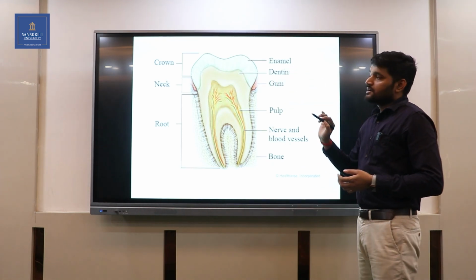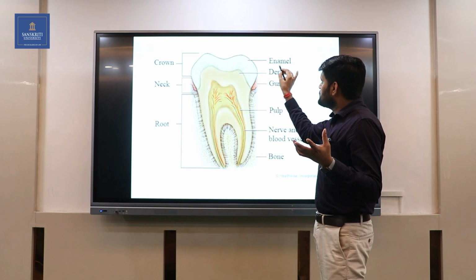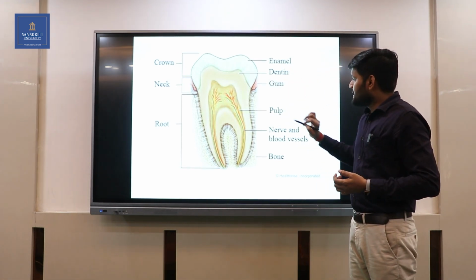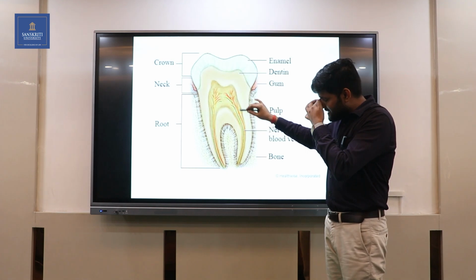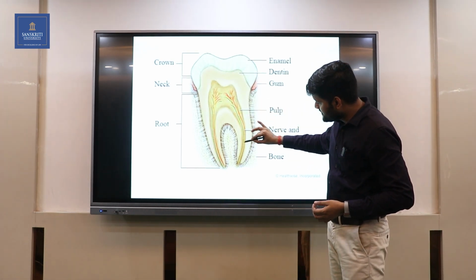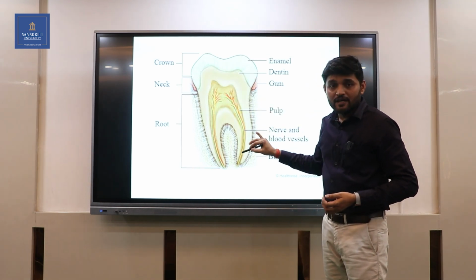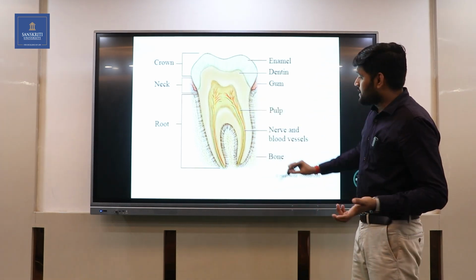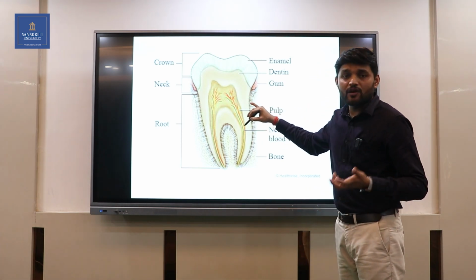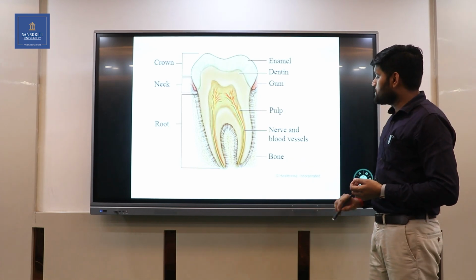In the crown, what are the components? Enamel, dentin, gum, and the pulp. Pulp basically has the nerves and the arteries. Here you can see reddish and greenish color. Basically these are the nerves and the arteries or veins. Clear? Pulp: nerve and blood vessels, then bone.